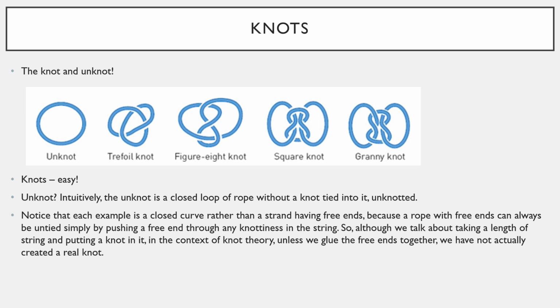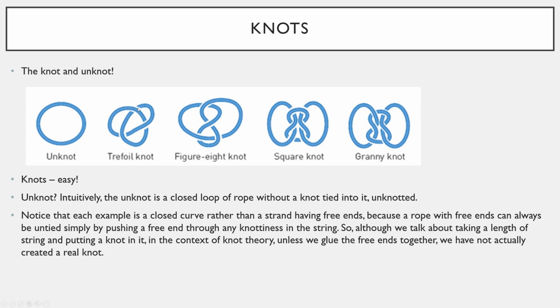Okay, so what we have is what's called the knot, and what's called the unknot. This right here looks like a circle. So imagine you have a rubber band, and it's just circled like this. There's no knots in it. This is called an unknot. So that's easy. Intuitively, the unknot is a closed loop of rope without a knot tied into it. So it's unknotted, and we just call it an unknot.